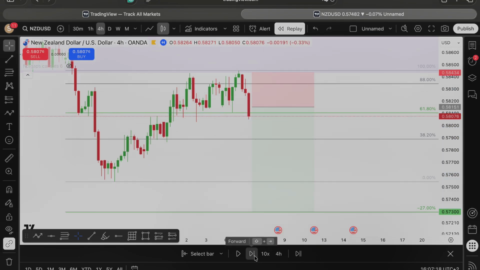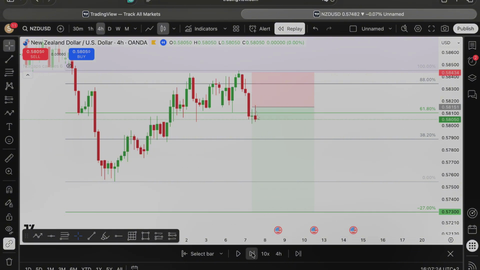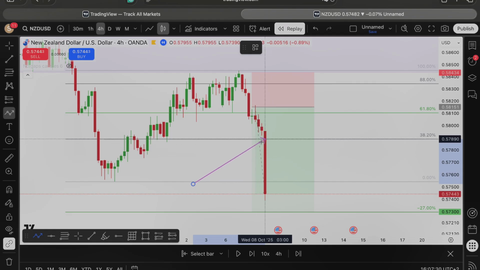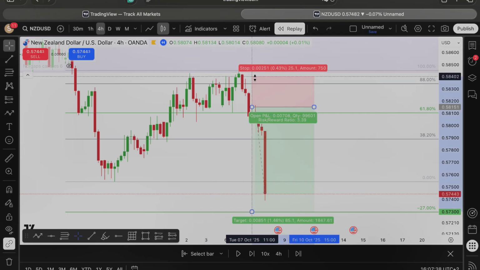Right now, we are waiting until we get tapped back into the trade. As you can see, we have now entered this trade. And as soon as price breaks the 38 and closes below the 38, we can now move our stop loss from this level to break even. And it now becomes a risk-free trade.